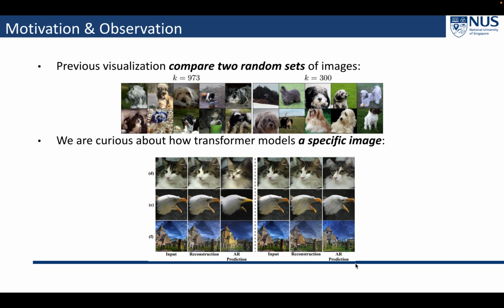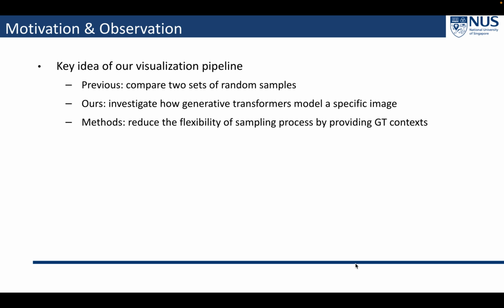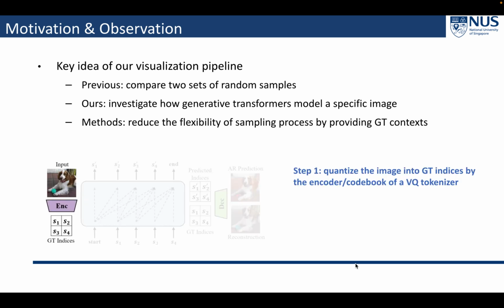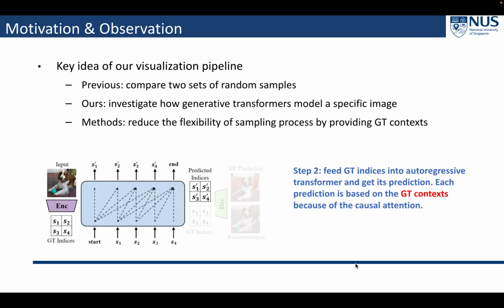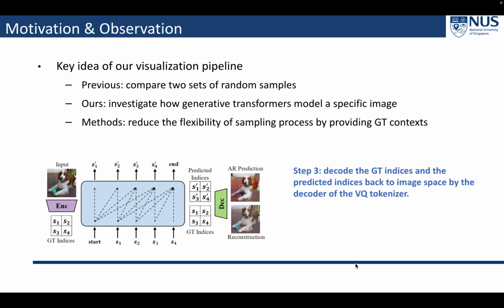Previous visualizations usually compare two random sets of images, but we are curious about how the transformer models a specific image. So the key idea is to reduce the flexibility of the sampling process by providing the ground truth context of a reference image. When given a reference image, we first get its ground truth tokens from the VQ image tokenizer encoder, and we use a trained autoregressive transformer to predict the next token by providing the ground truth context tokens, and compare these two results.